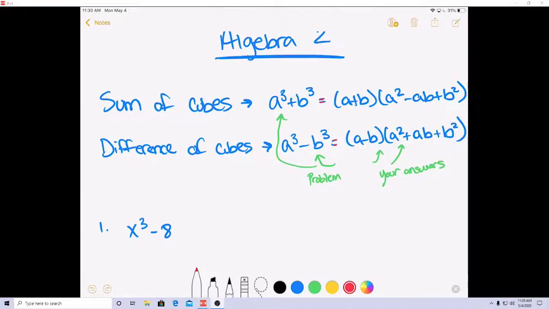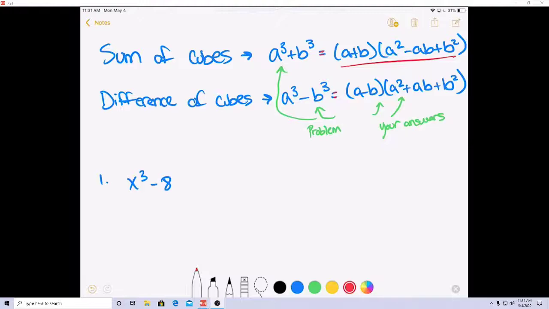Sum of cubes factors into this, a plus b, and then in the second parenthesis, a squared minus ab plus b squared. And then difference of cubes factors into a minus b. And then in the second parenthesis is a squared plus ab plus b squared. All right. So let's hop on in here.